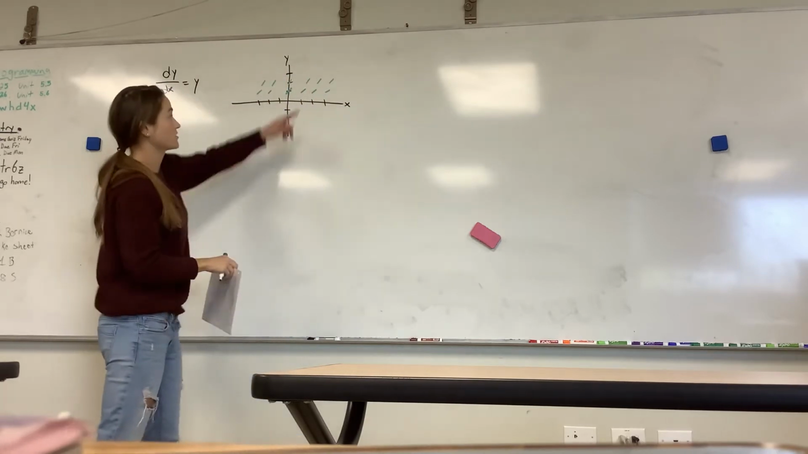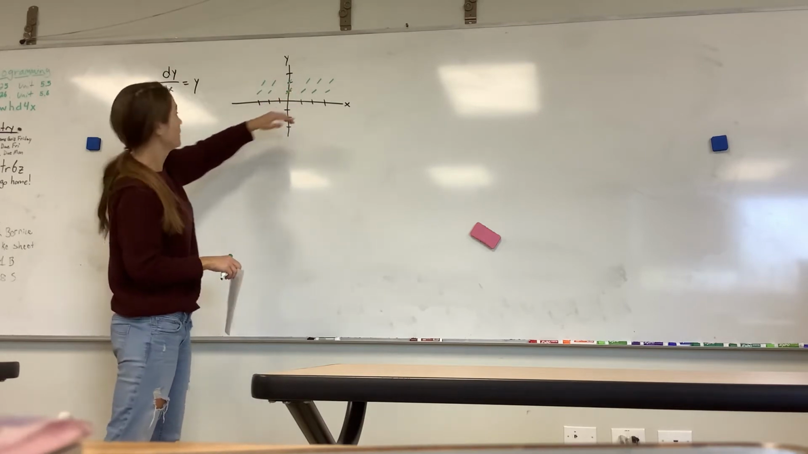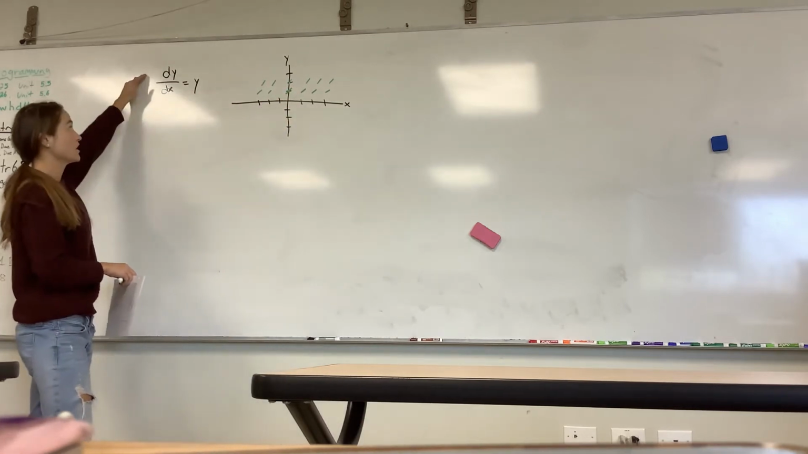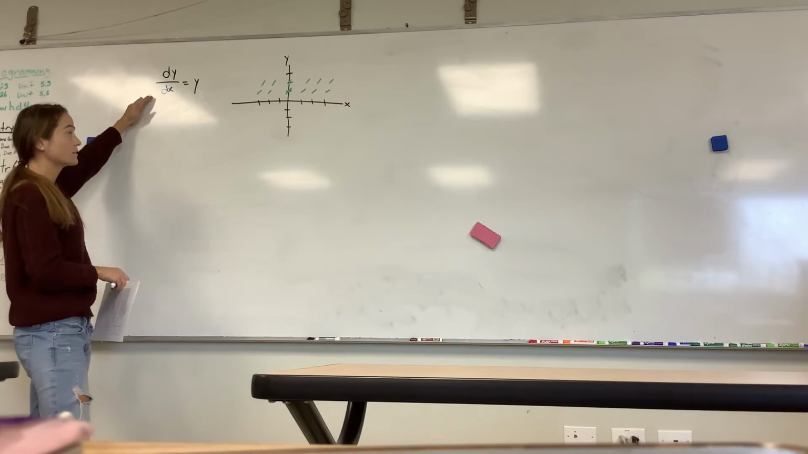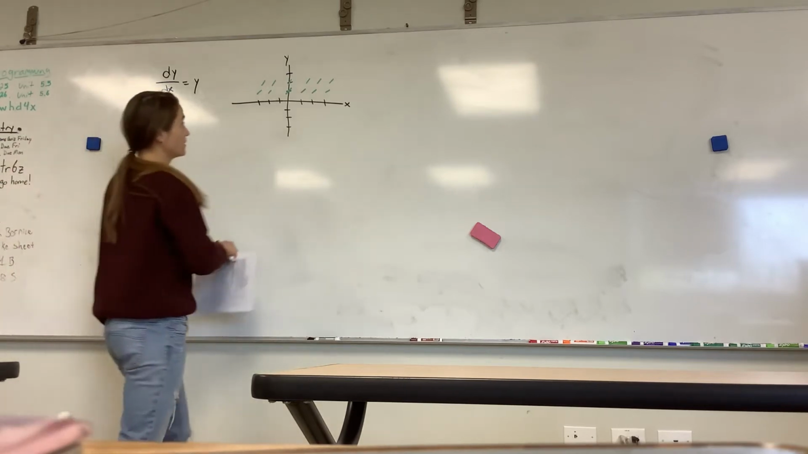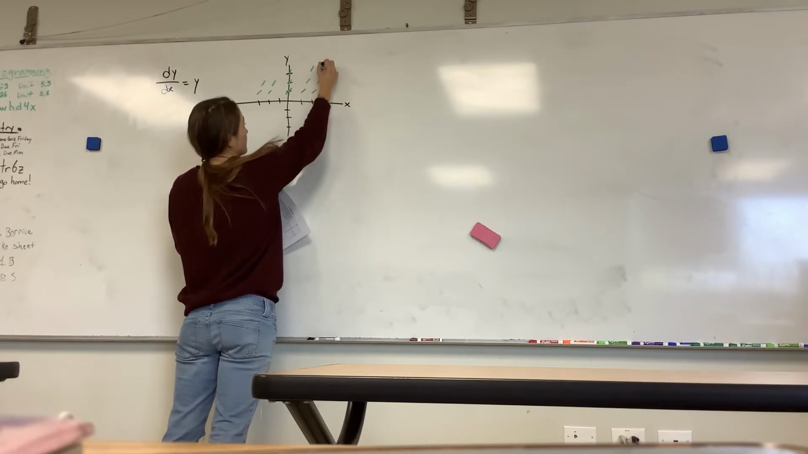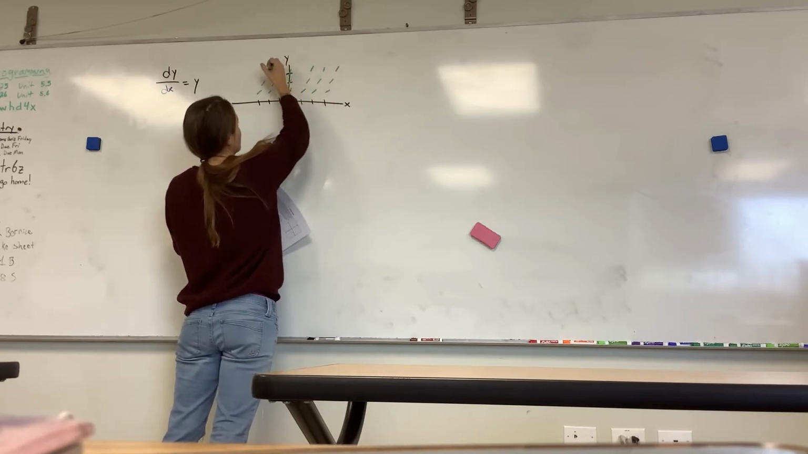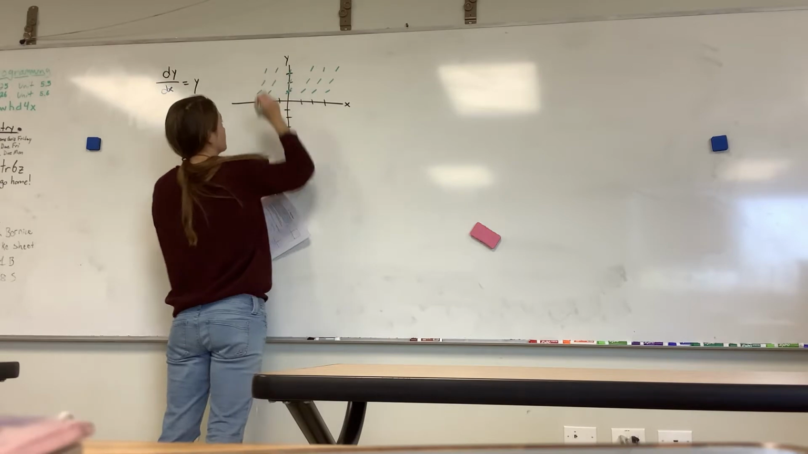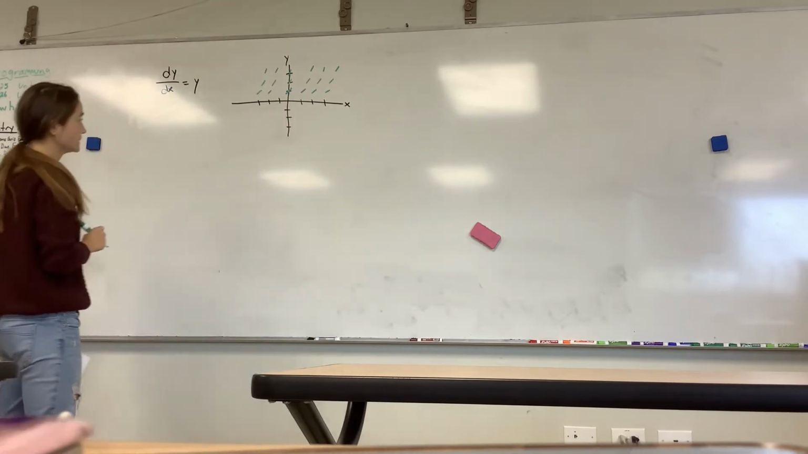Right? This is a slope of 1, that's a slope of 2. And then if y equals 3, well, our change in y over our change in x is equal to 3. So that means that this is going to be really steep. It's a slope of 3. Great.